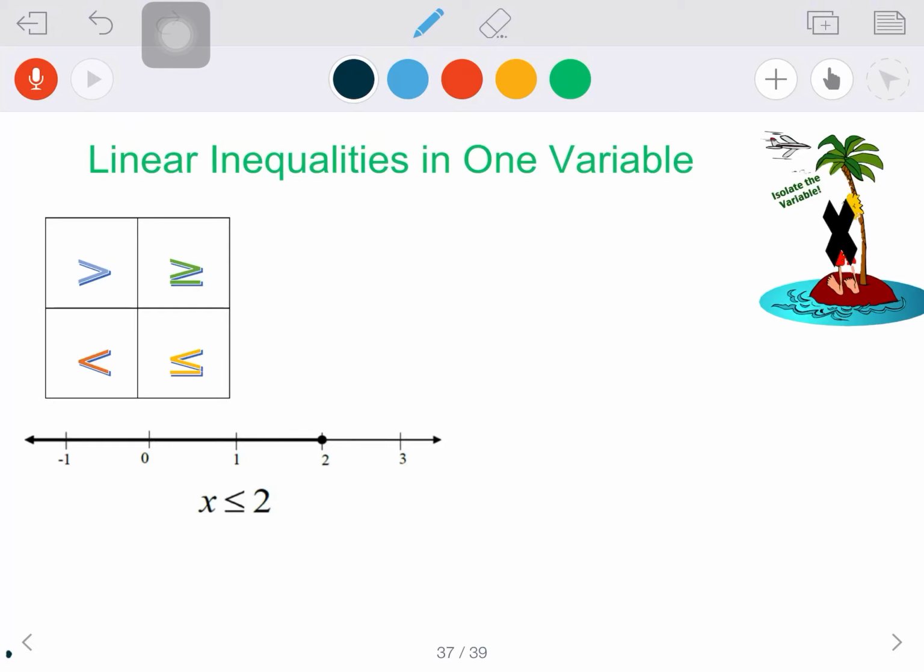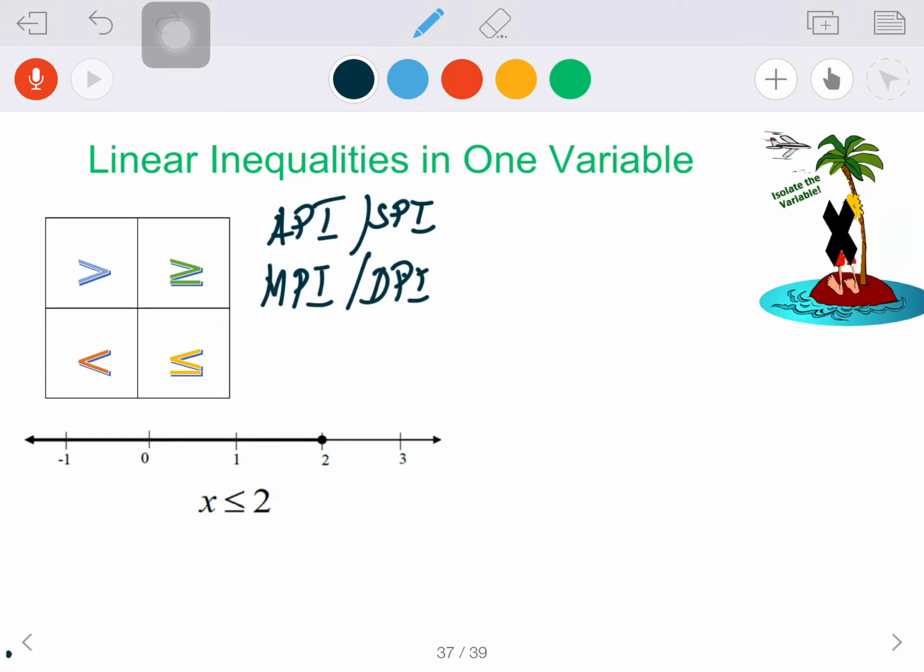Now, next is linear inequalities in one variable. We follow the same principles. If equations have the addition principle of equality, here we also have the addition principle of inequality or subtraction principle of inequality. Same is true with multiplication principle of inequality and division principle of inequality.